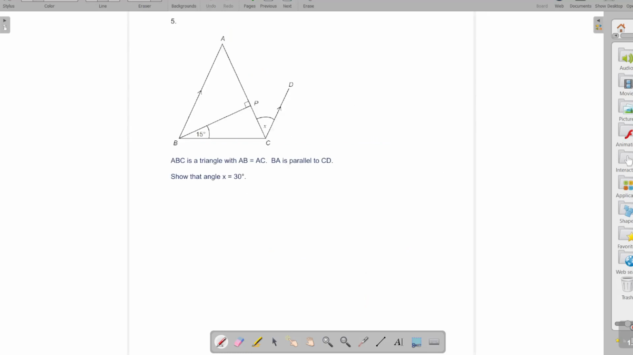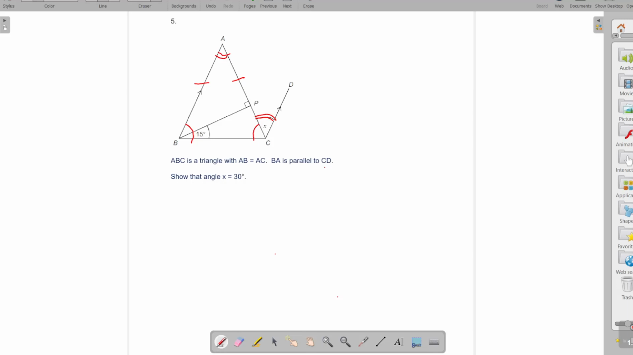Next question. Question 5. Question 5 is ABC is a triangle with AB equal to AC. So let's mark that. So we know this angle is equal to this angle. BA is parallel to CD. So we could say this angle is equal to this angle, right? Because it's alternate angle. Show that angle X is 30. We need to show this is 30.